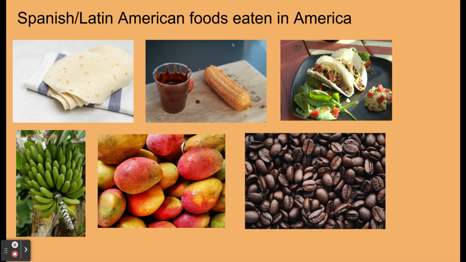And of course, do you know what those are? It looks like chocolate, but it's not chocolate. It's coffee beans. And Colombia. Colombia is where the biggest export of coffee beans comes from. What other foods do you know about that are Spanish or Latin American foods that we eat here in America?